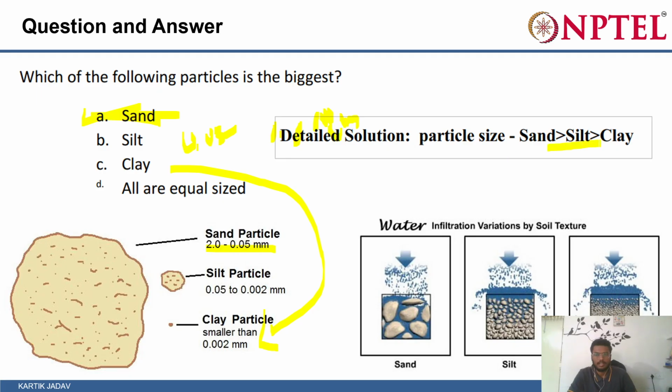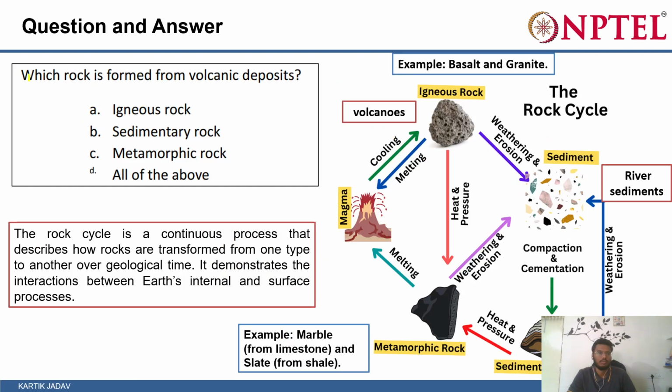Right, sand is greater than silt, and that silt is greater than. Question number two: which rock is formed from volcanic deposits? Igneous, sedimentary, metamorphic, or all of the above.